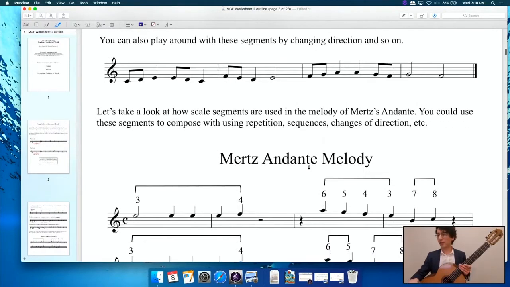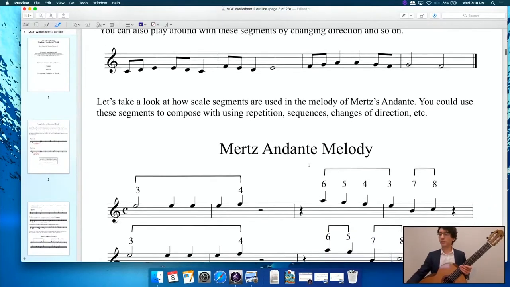So let's get back on track here. We're going to look at how these scale segments are used in pieces.